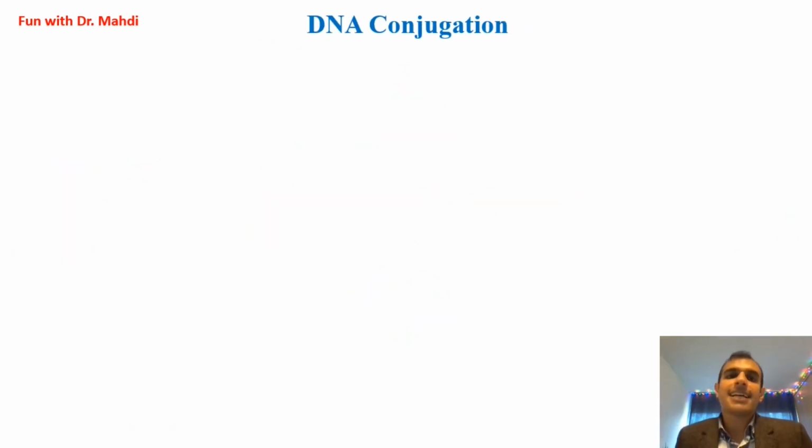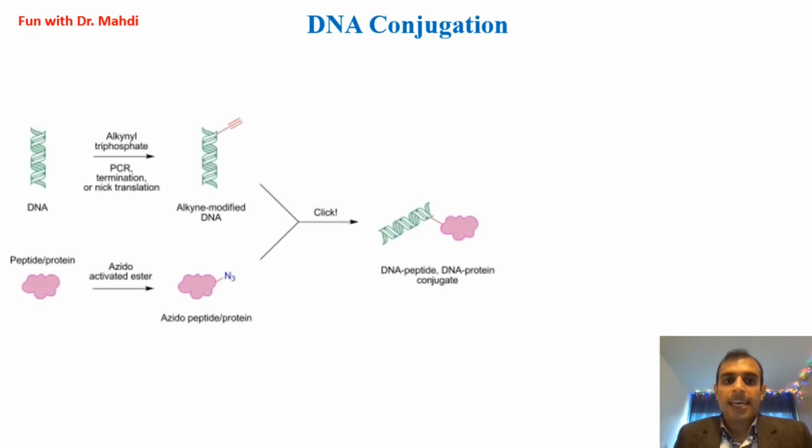The second example for bioconjugation is DNA conjugation. For example, sometimes we would like to attach something to the DNA. In this case, we call it DNA conjugation. I would like to give you an example. For example, we have DNA and we would like to attach protein to the DNA. I mean, we would like to have a DNA-protein conjugate.